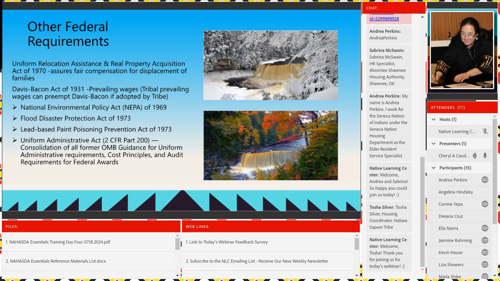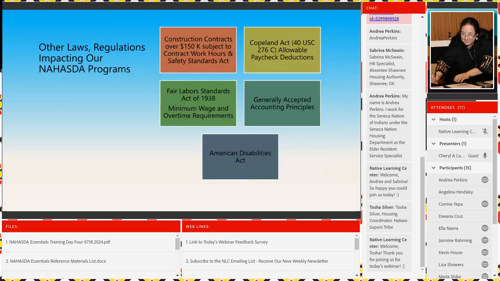Okay. Other laws and regulations that impact our NAHASDA program are labor laws. If you're doing any building, somebody's got to be on top of that stuff. Construction contracts over $150,000 are subject to the Contract Work Hours and Safety Standards Act. We have to make sure you're adhering to the Copeland Act. Those are the allowable paycheck deductions that your contractors are charging their workforce. The Fair Labor Standards Act of 1938 ensures they're getting minimum wage and overtime over 40 hours a week.